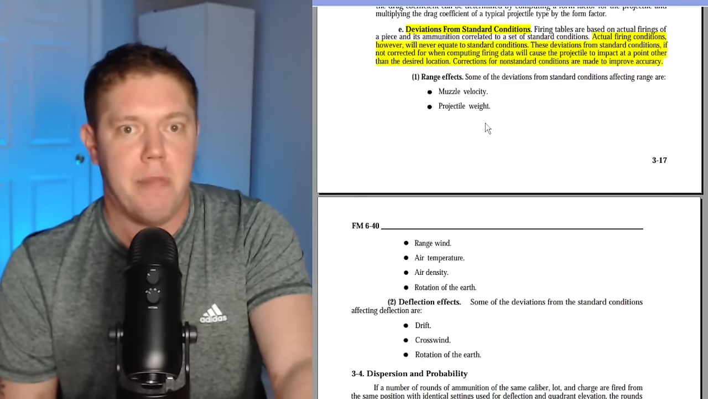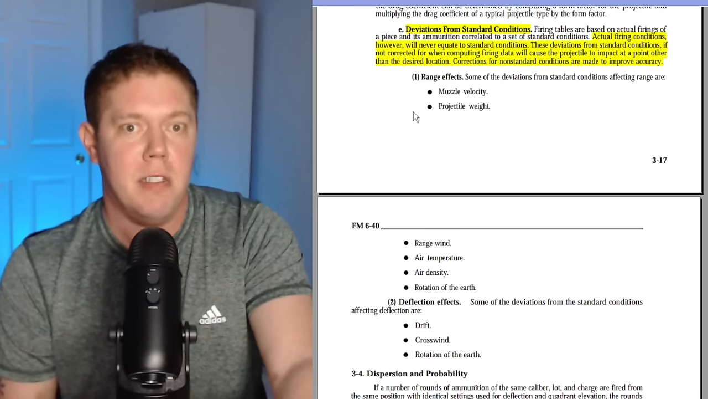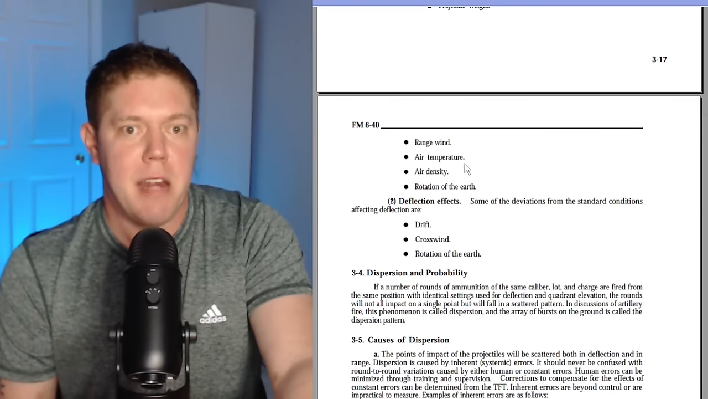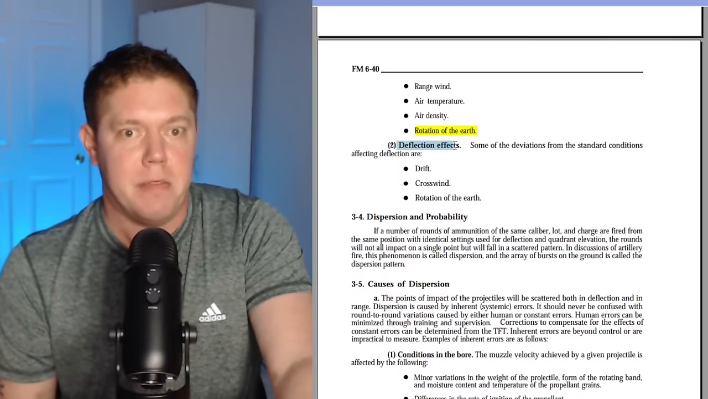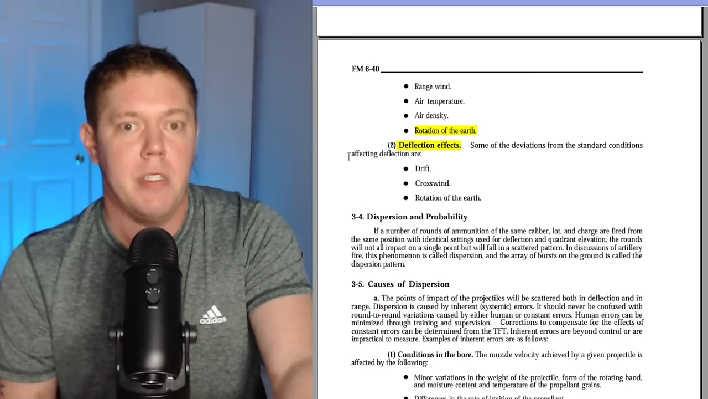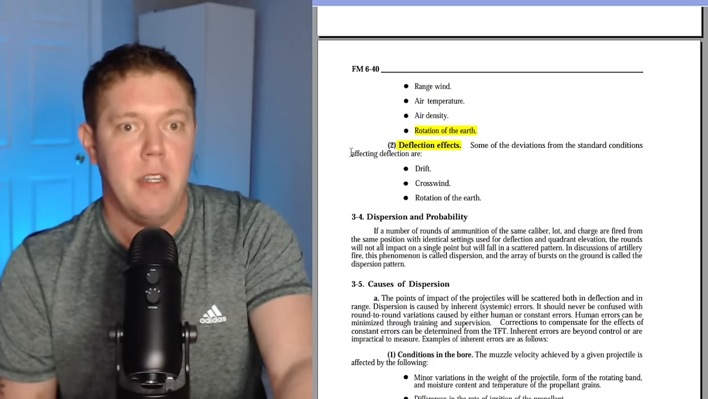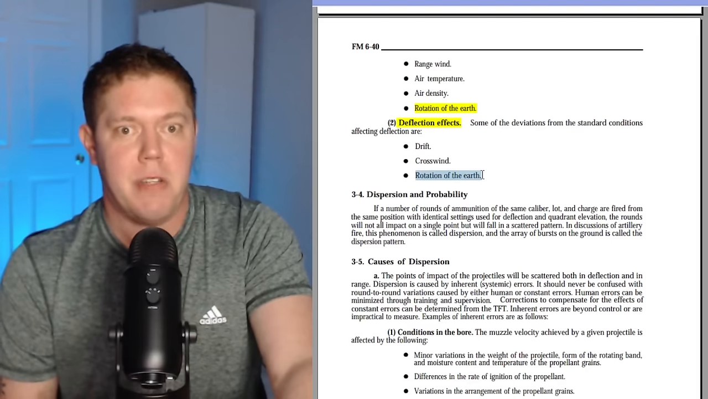Let's see, and there are a few that it talks about. Range effects. Some of the deviations from standard conditions affecting range are muzzle velocity, projectile weight, range wind, air temperature, air density, and of course, rotation of the Earth. There's more. There are deflection effects in the real world. Some of the deviations from the standard conditions affecting deflection are drift, crosswind, and rotation of the Earth.